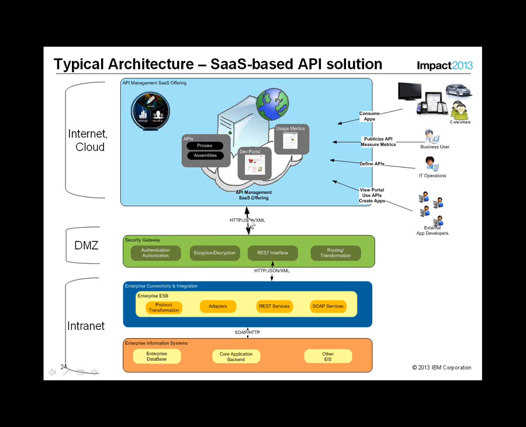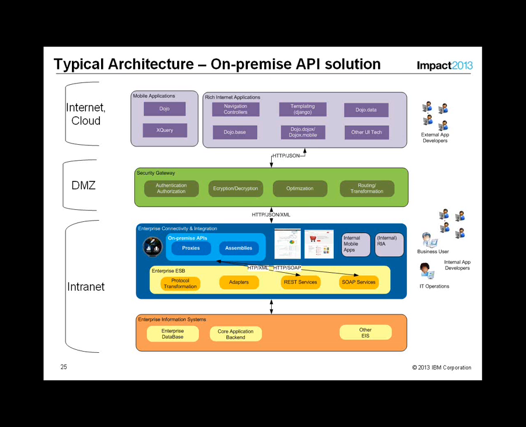And that's what happens. You get your HTTP request into your API management layer. It goes via a security layer. It goes via maybe a typical intranet that may have an enterprise ESB, and then finally back into the enterprise information systems, which will serve the information that has been asked for by the applications. Right. So this is the SaaS-based API solution. Coming to an on-premise solution, it could be the same thing.